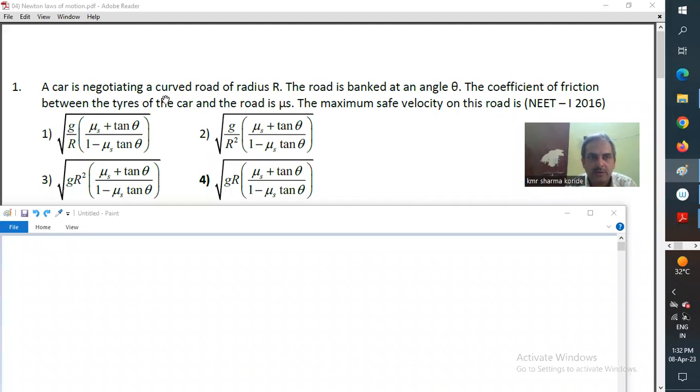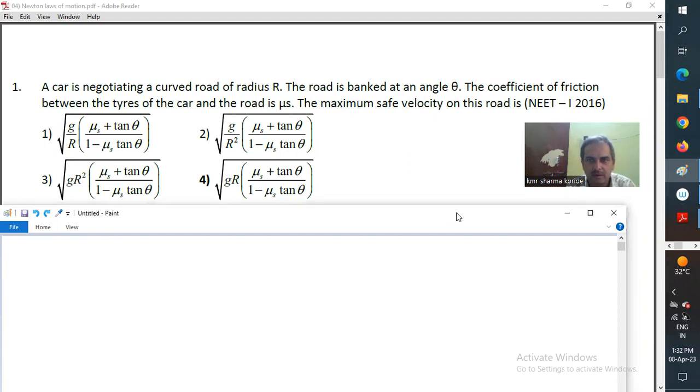A car is negotiating a curved road of radius capital R. The road is banked at an angle theta. The coefficient of friction between the tires of the car and the road is mu s, where s is a subscript. The maximum safe velocity on this road is. Okay, let us try to understand.